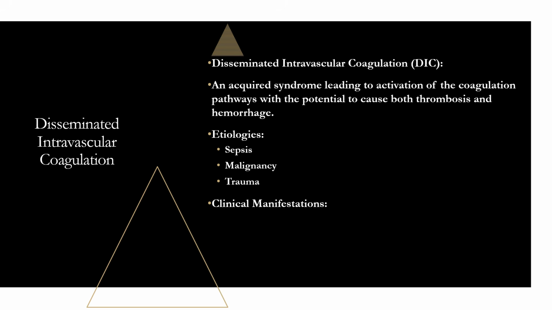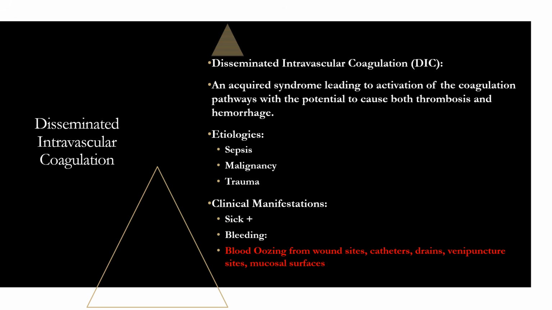Now, clinical manifestations, the main thing you're looking for in the vignette is a sick patient, like I just went over, who is now bleeding. That's the key. Sick patient who's bleeding. Remember in the vignette, they're going to have a history of trauma, sepsis, malignancy, and they're absolutely going to be bleeding. And what you're looking for is this blood that's oozing from all over, from wound sites, catheters, drains, venipuncture sites, mucosal surfaces. They love to put this in the vignette, oozing from a venipuncture site or IV, oozing. So sick and bleeding, that's your clinical presentation. Also remember they're clotting, so they do have a bunch of clots in the body, so look out for thrombosis as well, so venous and arterial thrombosis. But in the vignette, the key, what they're going to put in there is going to be a sick and bleeding patient, and that's the key you're looking for.